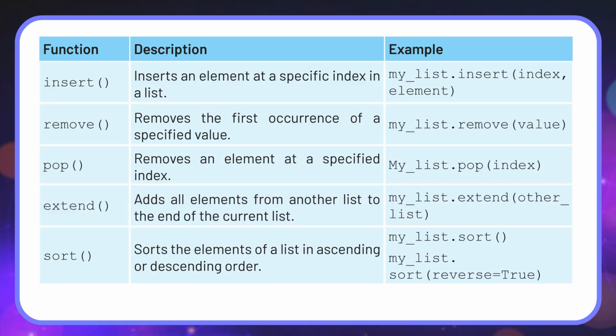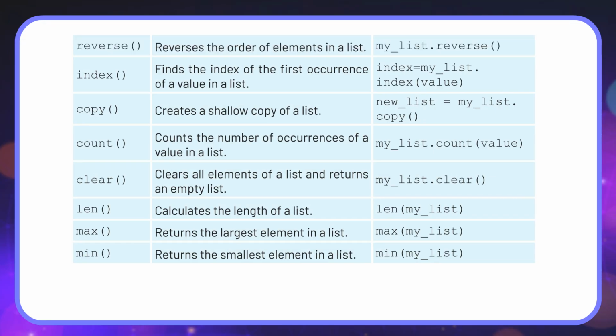Extend: adds all elements from another list to the end of the current list, my_list.extend(other_list). Sort: sorts the elements of a list in ascending or descending order, my_list.sort(), my_list.sort(reverse=True). Reverse: reverses the order of elements in a list, my_list.reverse(). Index: finds the index of the first occurrence of a value in a list, index = my_list.index(value).